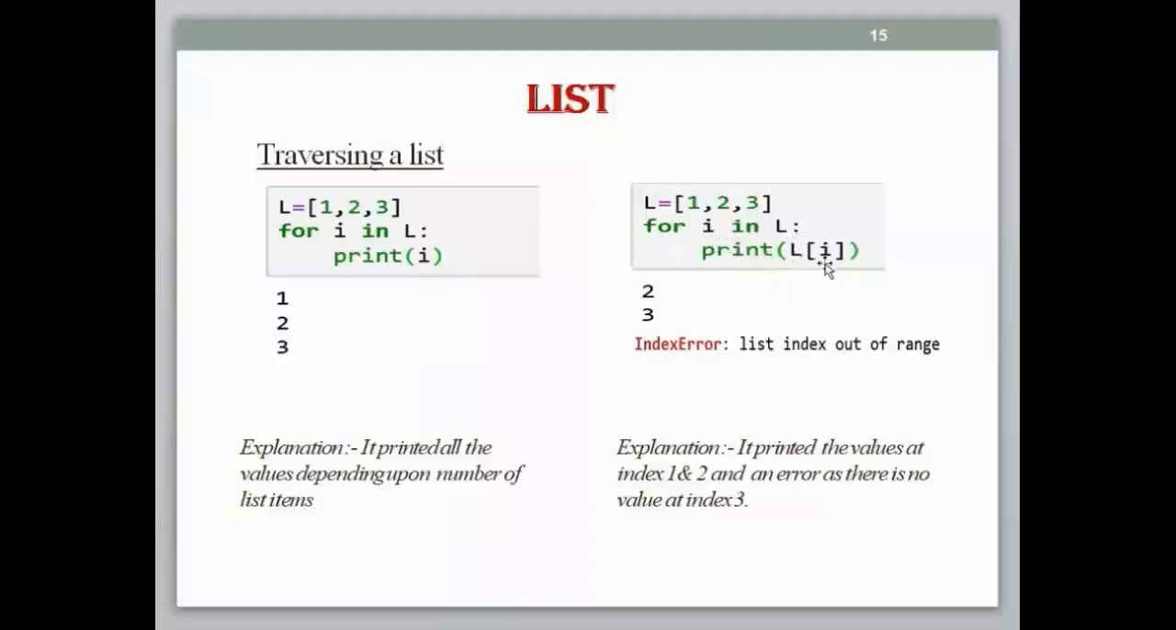So print L2. L2 is 3, so it will print 3. One more increment, L3 will be, there is no value stored at index 3. So for that you will get an error, list index out of range.